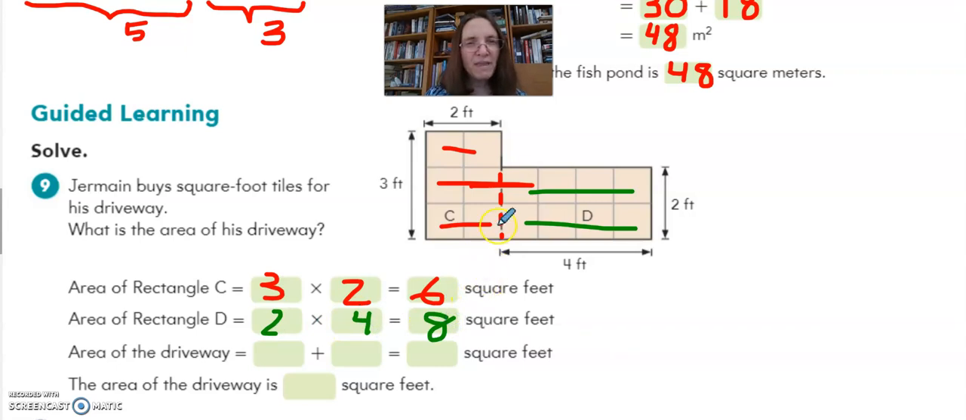Now some of you may be thinking, oh, Ms. Foster, that's not how I did it. I did 2 times 3. And you were just using the commutative property of multiplication. These factors can commute all over the place.